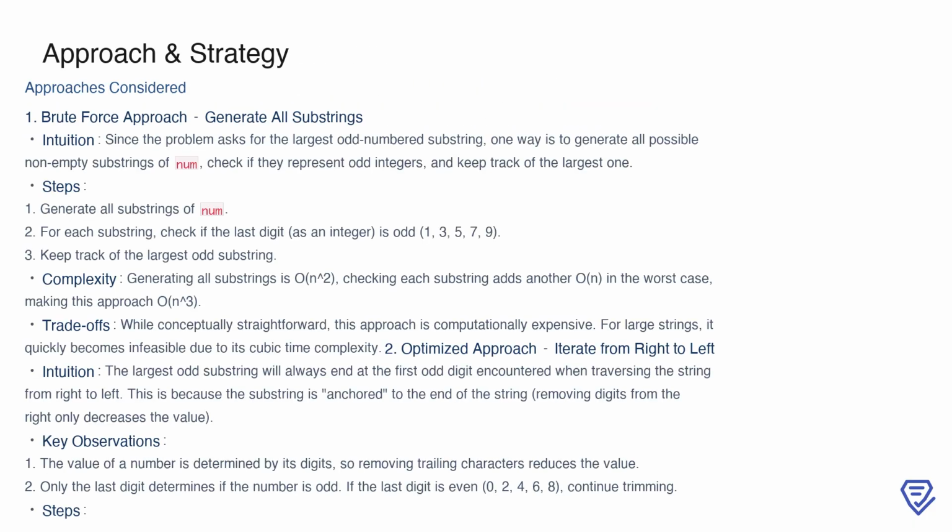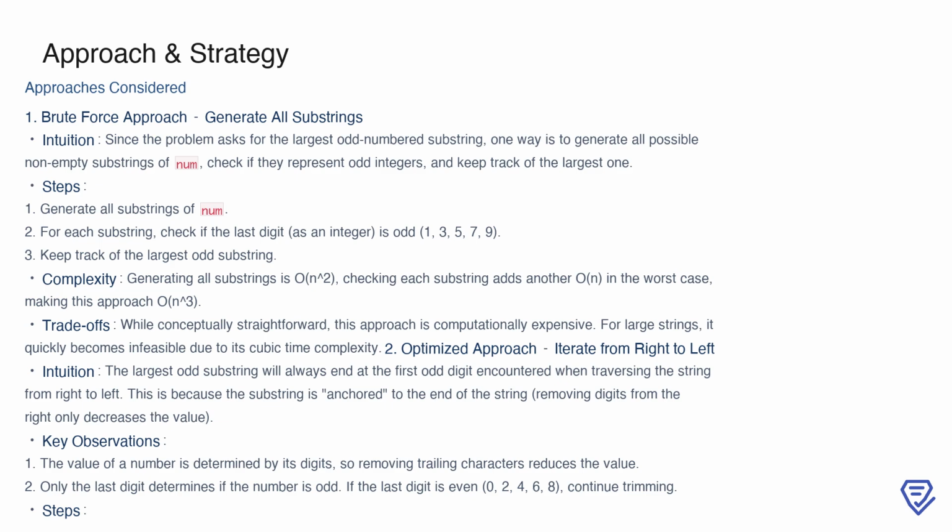To solve the problem, we first considered a brute force approach. The intuition here is straightforward. If we generate all possible non-empty substrings of the input string, we can check each substring to see if it represents an odd number. Specifically, we look at the last digit of each substring to determine if it's odd, since only the last digit affects a number's oddness. The largest odd substring can then be tracked as we iterate through all possibilities.